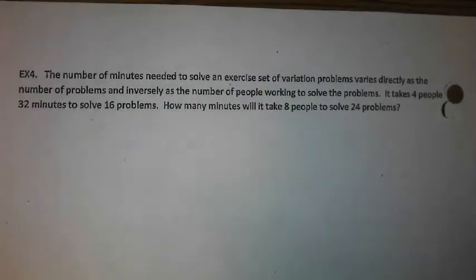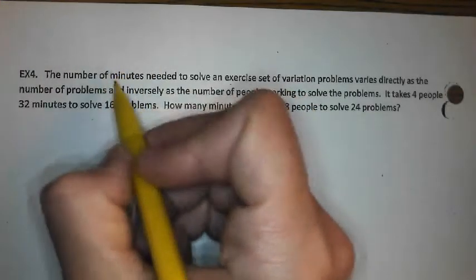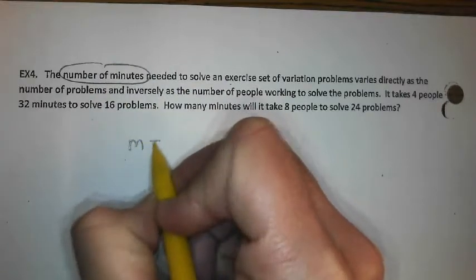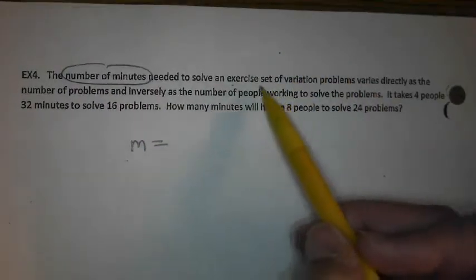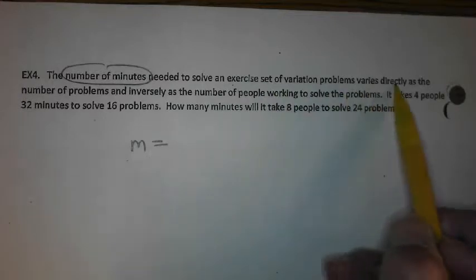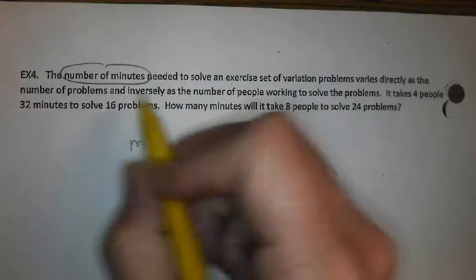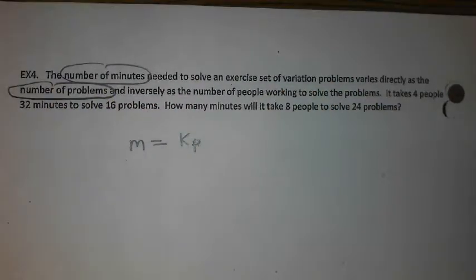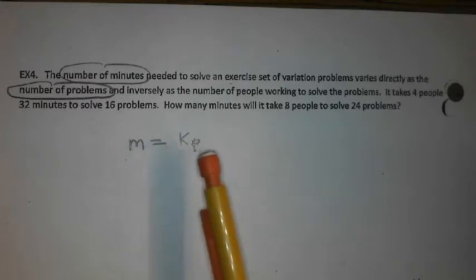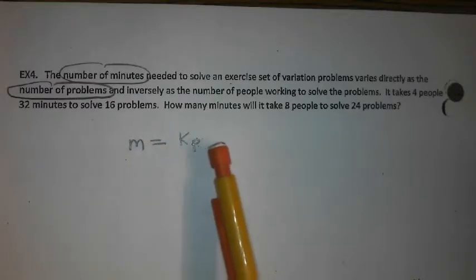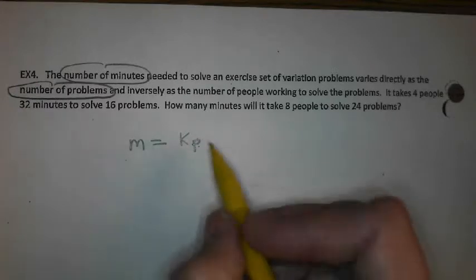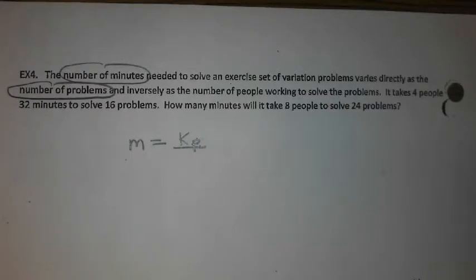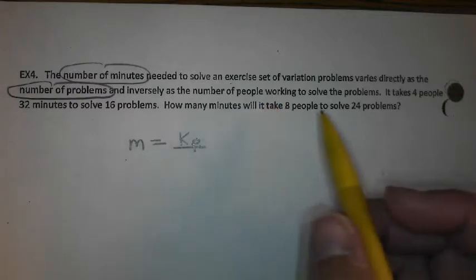So hopefully that makes sense. So this is an example of joint variation which kind of combines variations. So the number of minutes, we'll call that M, to solve an exercise set of variation problems varies directly. So that's a K times the number of problems. So I'll say P. So there's the minutes varying directly with the number of problems. But inversely, so that would be K over something. Inversely as the number of people.